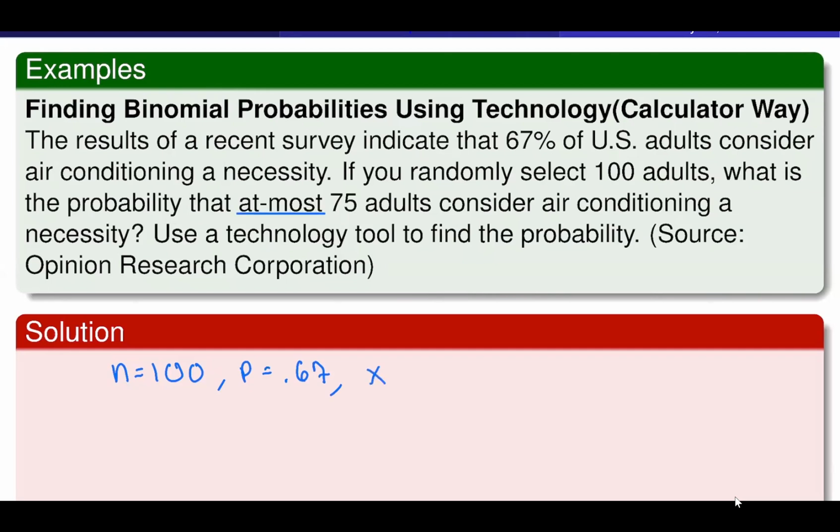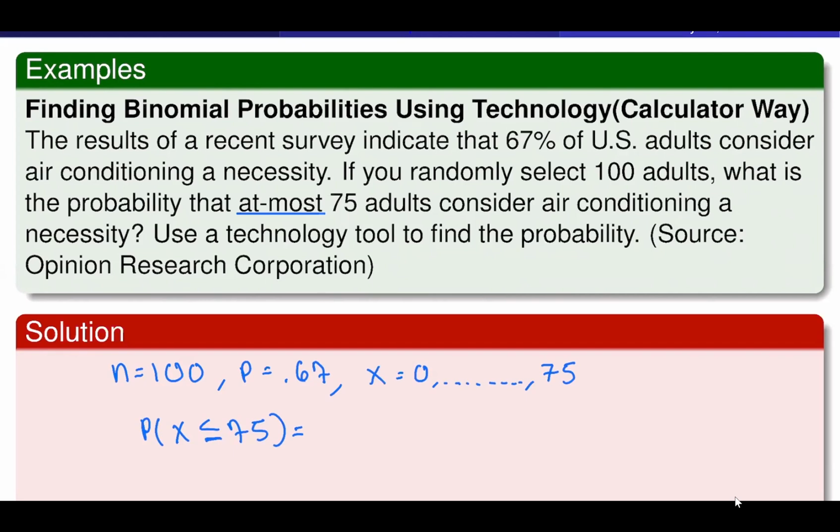So remember, whenever it says at most, that means that's the max, but it could be anything lower than 75. So in this case scenario, we'll say 0 all the way up to 75. Because it says at most 75, that means 75 is the highest, and you go all the way down to 0. All right, so technically, we're going to be finding the probability that x is less than or equal to 75. Any questions so far with that?